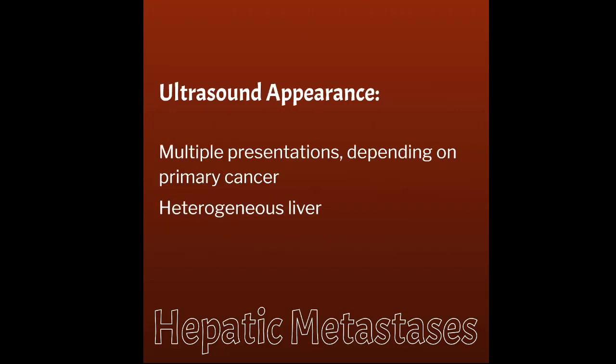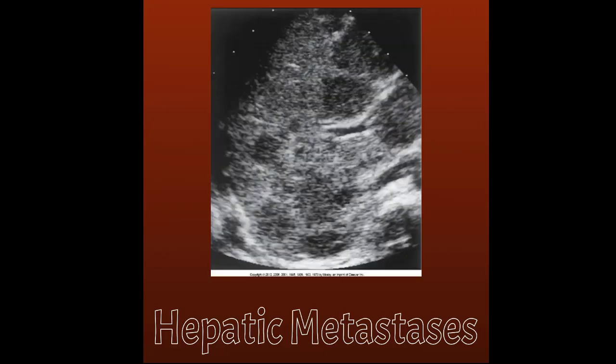On ultrasound, again, we are going to have multiple presentations. It all depends on what the primary cancer was. Different primary cancers usually present in different ways in the liver. Since hepatocellular carcinoma also doesn't typically present the same way every time, again, it's hard to diagnose the cancer based on just ultrasound images. You do need to biopsy these structures.